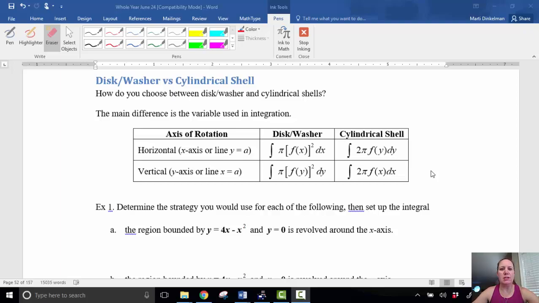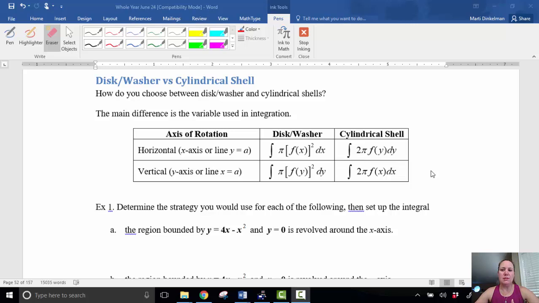In this section, we're going to talk about how we determine whether we want to use the disc washer or the cylindrical shell on the AP exam. We have to make that decision because they're not going to specifically say what technique we could use or should use. Sometimes we could choose either, but one of them might be a little easier than the other.